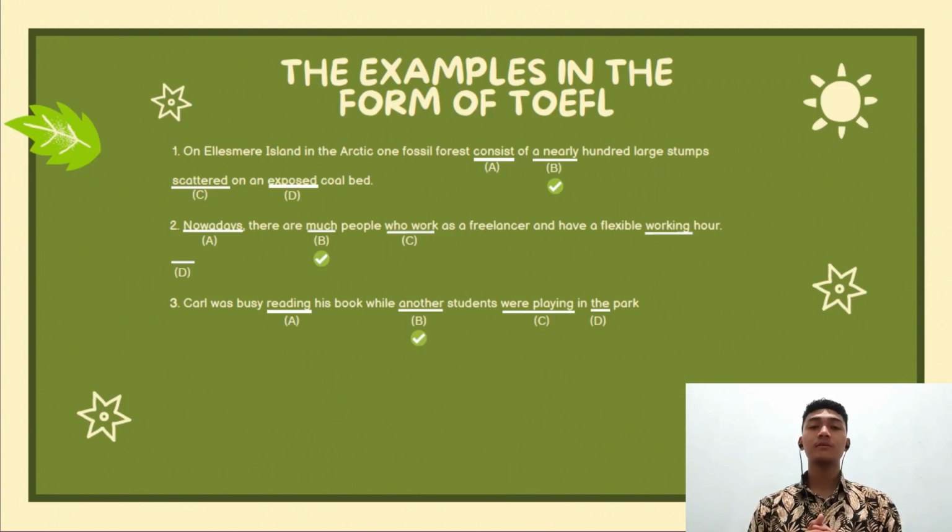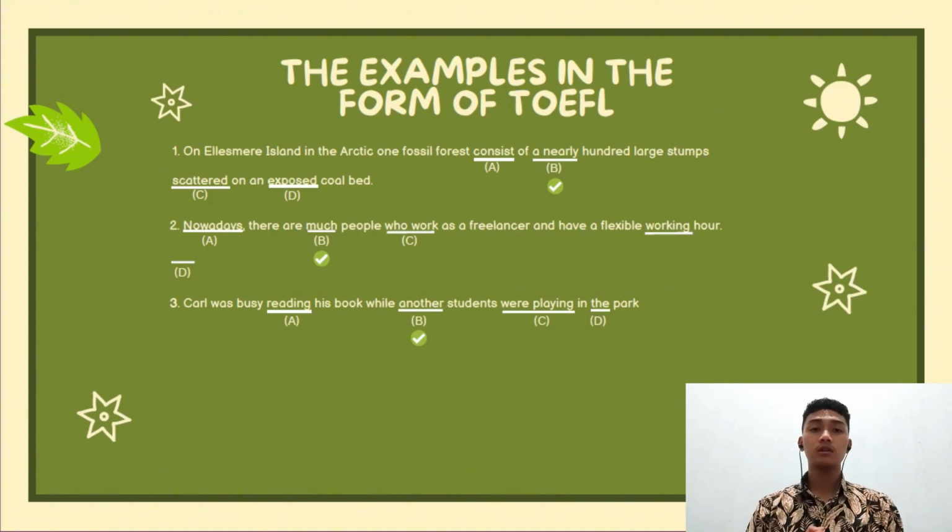Okay, here are some examples in the form of a test. Number 1, on Ellesmere Island in the Arctic, one fossil forest consists of roughly 100 large stones scattered on an exposed coal bed. The correct answer is B, because determiner A is always connected to a noun, and nearly is an adverb, so it is not correct.